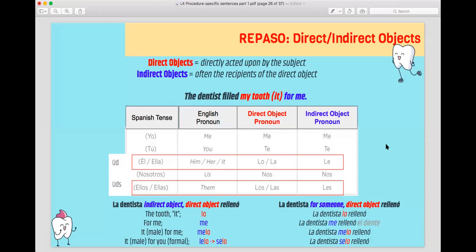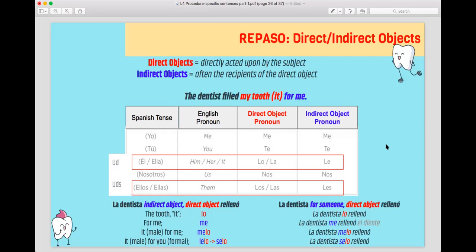Now, if we put that together and now we're not just using one indirect object or just the direct object, we're using them both in this sentence, you would say the dentist is filling it for me is me lo. La dentista me lo rellenó.